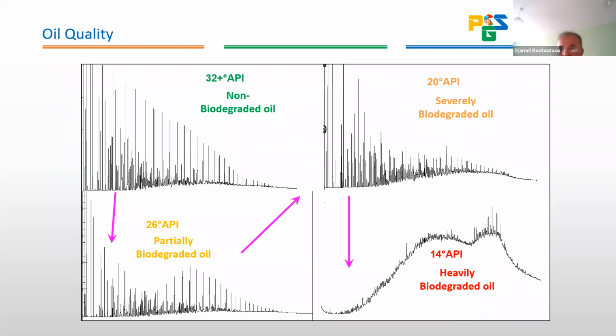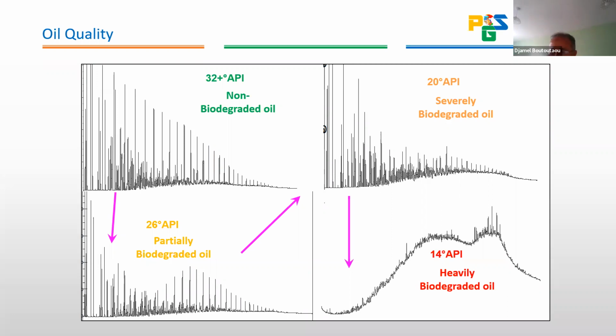For example, the oil quality. When you have a reservoir, you collect an oil, either a DST oil or oil from the wellhead. You just do gas chromatography, and you can check whether your oil is non-biodegraded and well preserved, whether it's partially biodegraded, like these two here, or whether it's heavily biodegraded. And by knowing other parameters like the temperature of your reservoir, the type of your oil, and the quality of the oil, you can predict what you can find in other undrilled reservoirs.